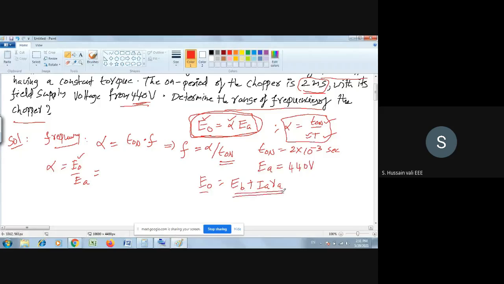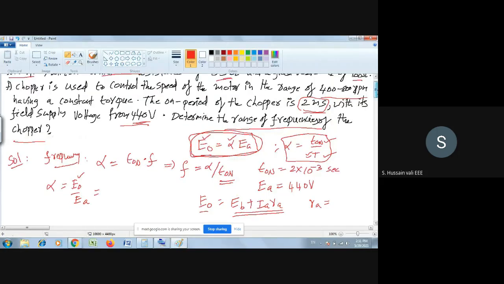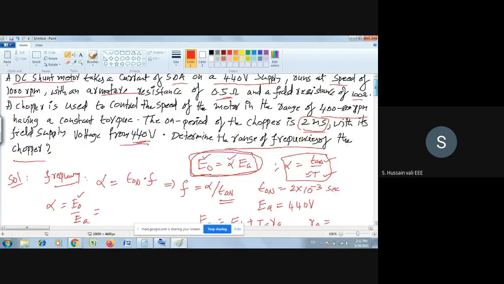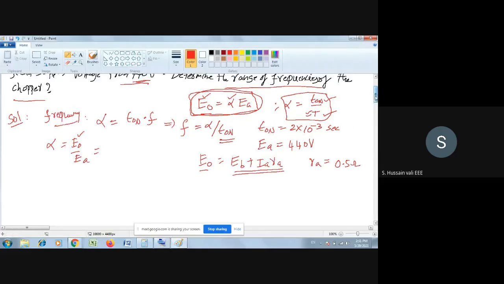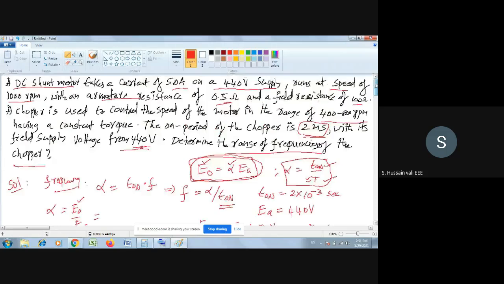First of all, what is RA? He has given RA in the problem. The RA value is 0.5 ohm. Then, how do you find out IA? What is the logic to find out IA? This is also one of the important things. Let us see whether he has given any data here.